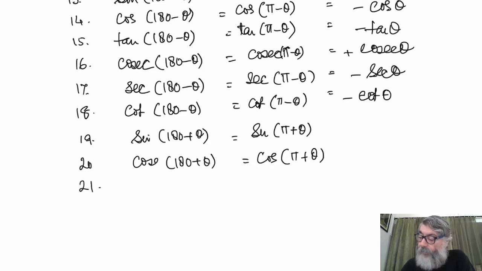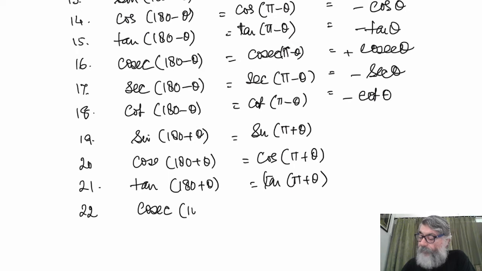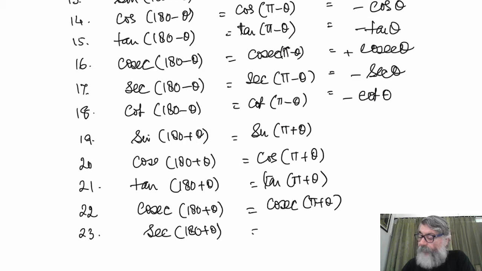21. Tan 180 plus theta, tan pi plus theta, cosec 180 plus theta, cosec pi plus theta, sec 180 plus theta, sec pi plus theta. This will give you an idea about the quadrant.